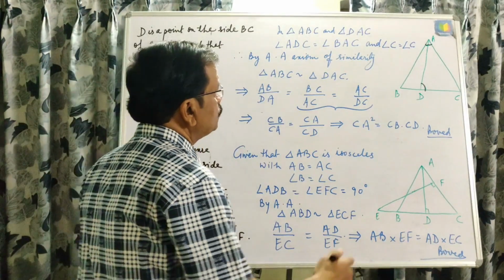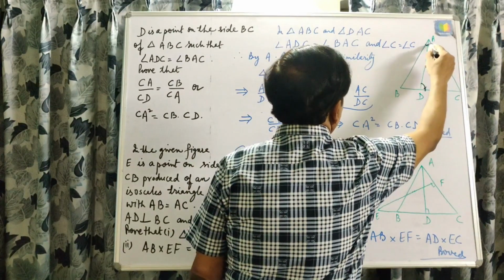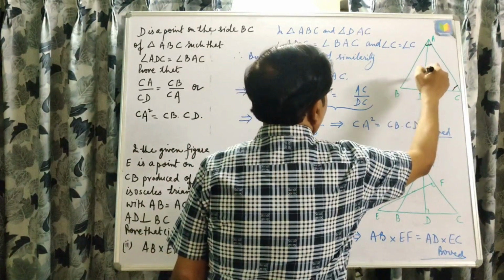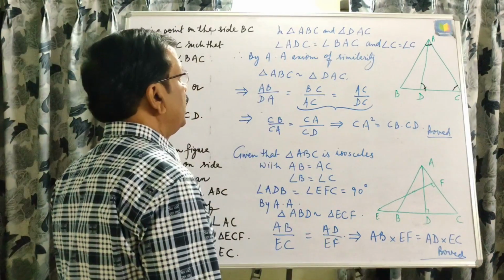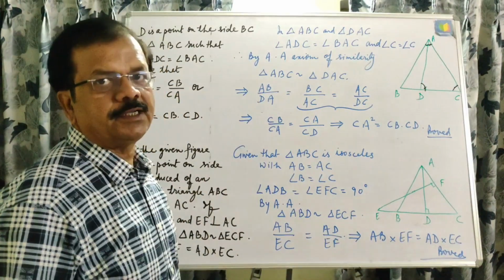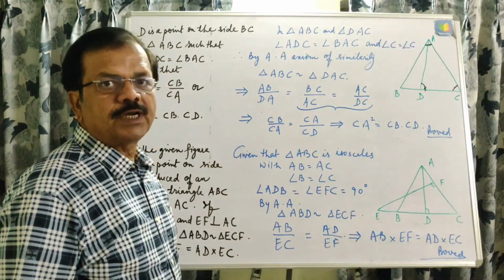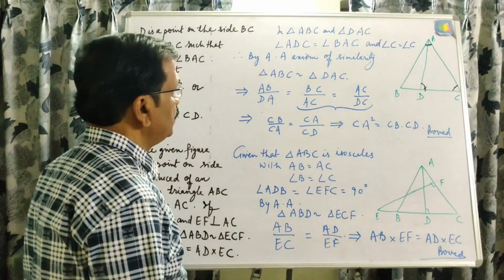Now taking these two triangles BAC and ADC, these two angles are equal and this angle is common. This angle of this triangle and this angle of this triangle is common. So by angle axiom of similarity, both the triangles are similar. And if two triangles are similar, then ratio of their corresponding sides will be equal.